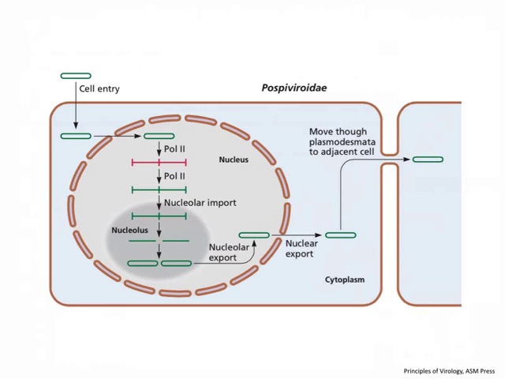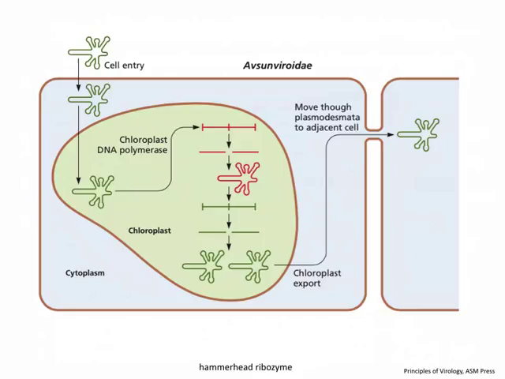The other is the other set of viroids, or the Avsunviroidae. These are the more complicated structures with a ribozyme activity. These again enter the cell. They go into the chloroplast, not the nucleus. And chloroplasts have their own DNA-dependent RNA polymerase. So this is a chloroplast enzyme. It copies the viroid into an antigenome, this produces concatemers. They're cleaved by the ribozyme activity.